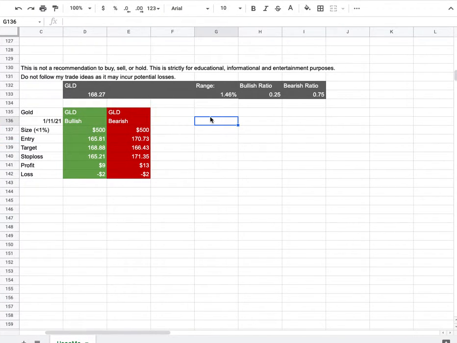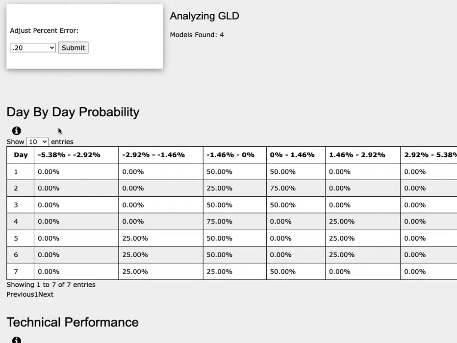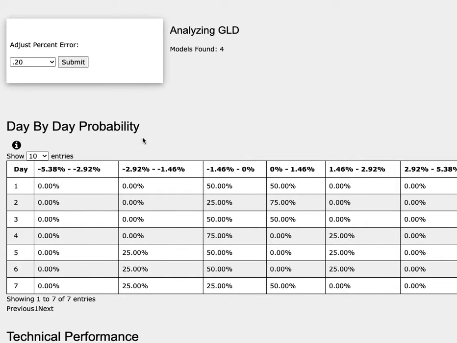So how did I develop these trade ideas? And I'll confirm the day-by-day probability model. As we progress to the 5th day or week of trading, gold futures has a 25% chance to climb between 1.5 to 3%. To the downside has a 50% chance to fall between 0 to negative 1.5%, and a 25% chance to fall between negative 1.5 to negative 3%.